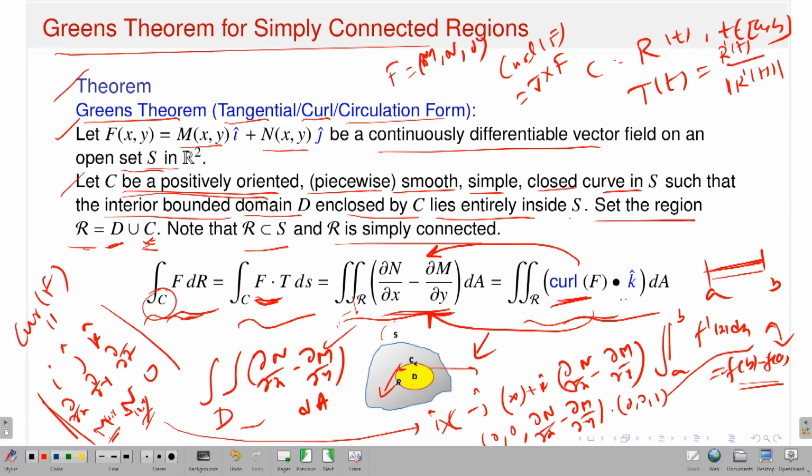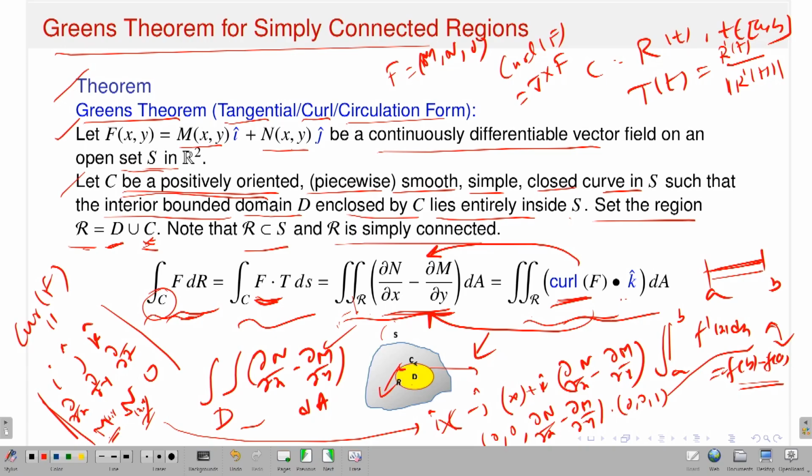Then it says that the corresponding vector line integral of capital F over C, which is the same as the scalar line integral of F dot T, which is nothing but the tangential component of F, is the same as the double integral whose integrand is ∂N/∂x minus ∂M/∂y, which, if I look at my vector field inside R3, I can write as the same as curl of F dot k cap over R. So this picture is clear.